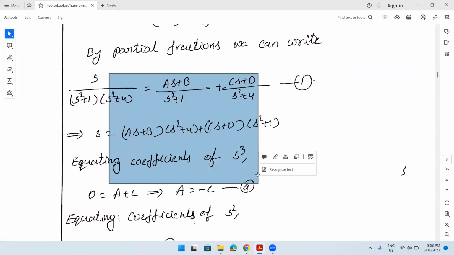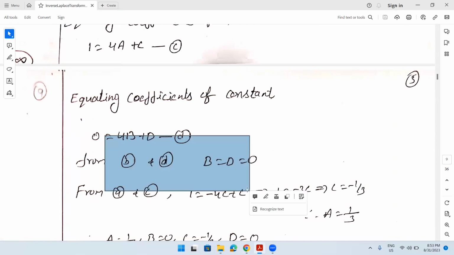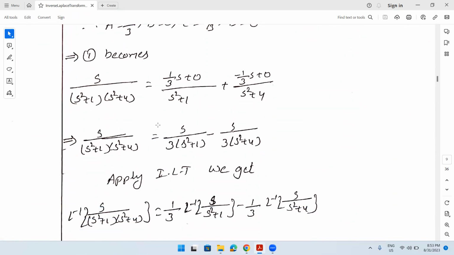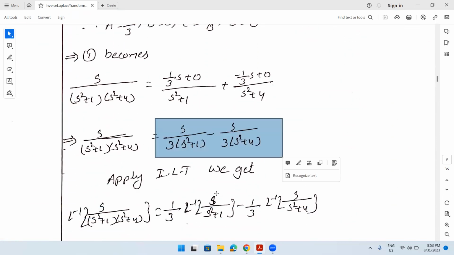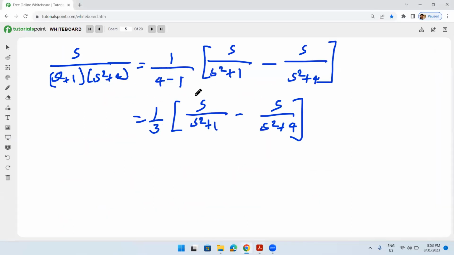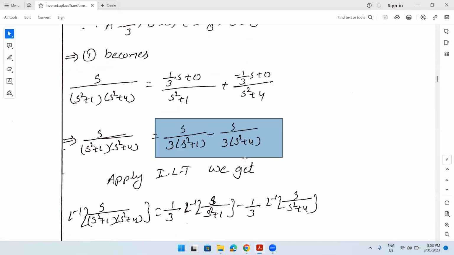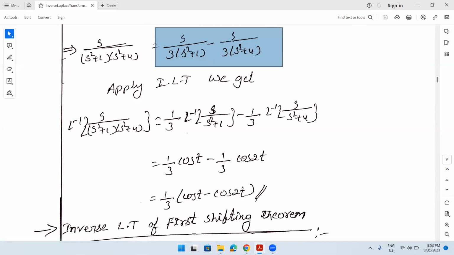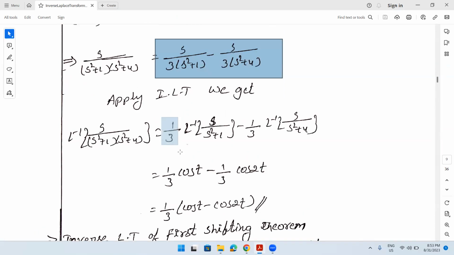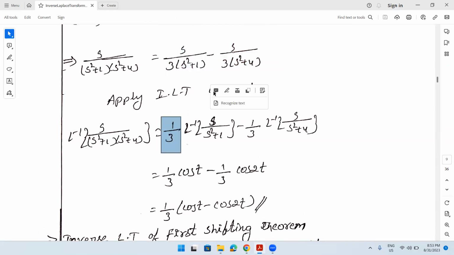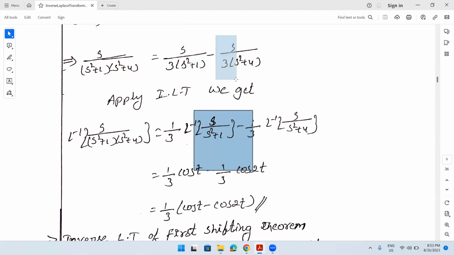After doing a lot of calculations, what do we simply get? See here, 1/3 outside, s by s square plus 1 minus s by s square plus 4. We get the same thing. So in the exam also we can do the shortcut; no need to do all these things. So after the partial fractions, we get 1/3 outside, L inverse of s by s square plus 1, minus 1/3 outside, s by s square plus 4.